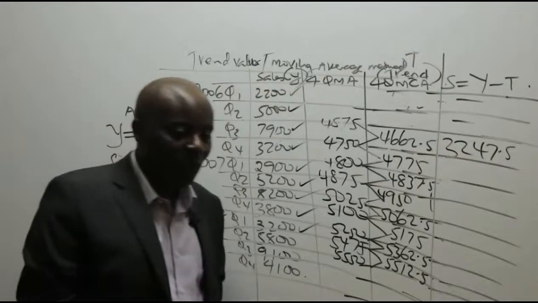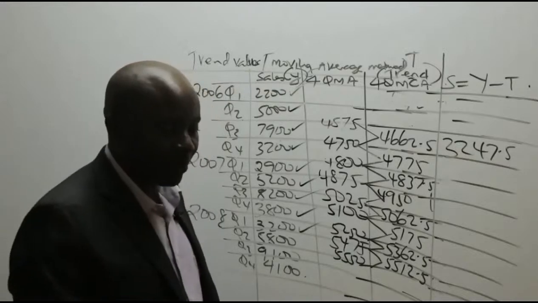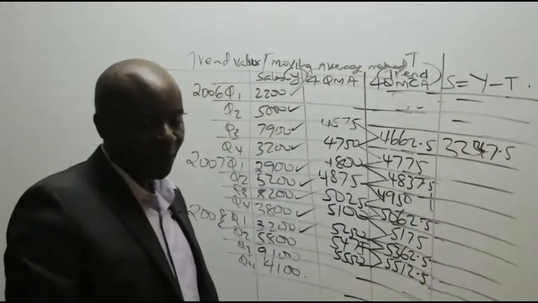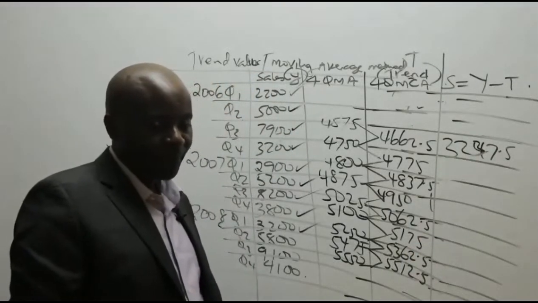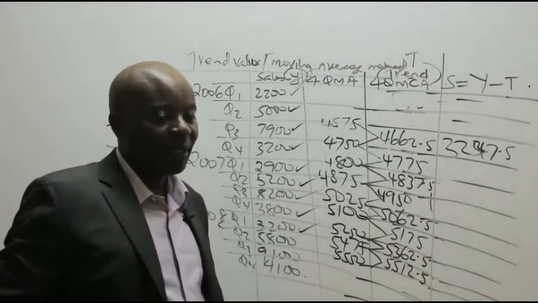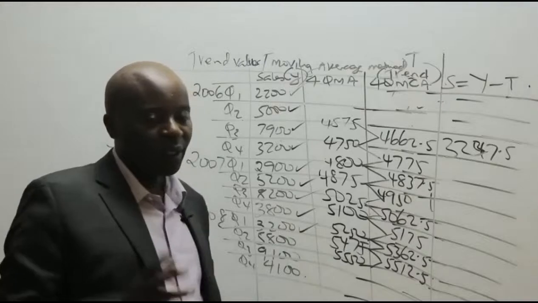So the first one should be 32,037.5. Kevin has told me it is 32,037.5. Is that okay? Typing error, okay. Yes. Thank you very much. Now we are working on the second one.